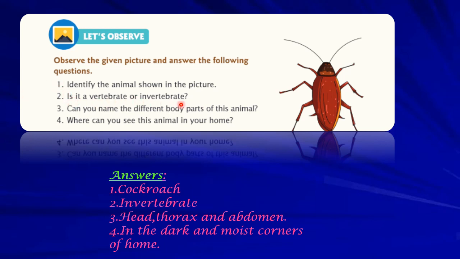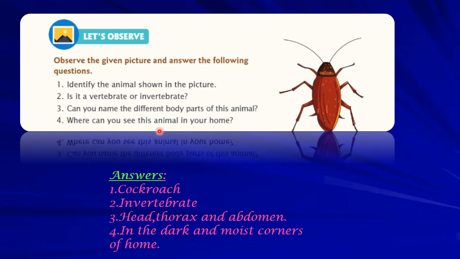Is it a vertebrate or invertebrate? Definitely it's an invertebrate. The harder part in its body is called chitin. So there are no bones for the cockroach. Can you name the different body parts of this animal? Yes, we can name it into three major parts: head, thorax, and abdomen. And apart from that, you can name the legs, and antennae.